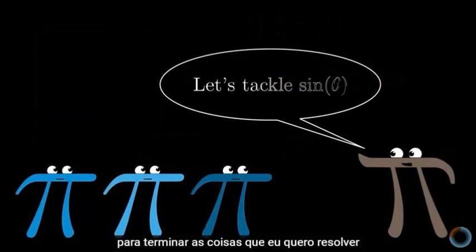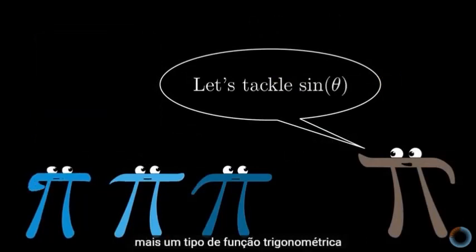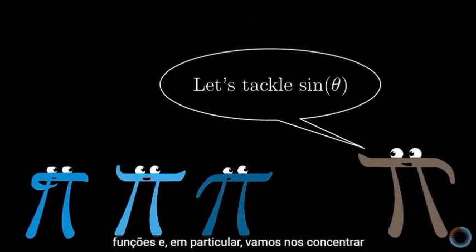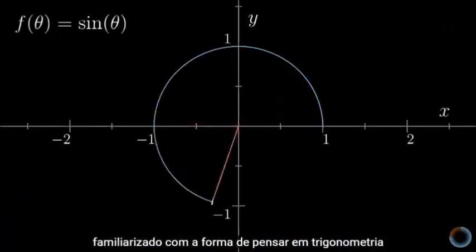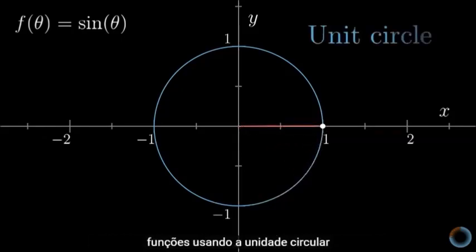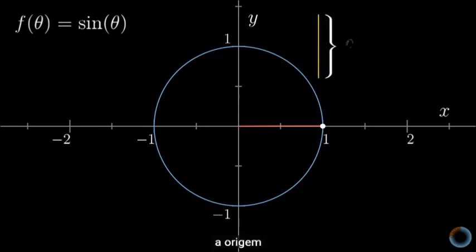To finish things off, I want to tackle one more type of function, trigonometric functions. And in particular, let's focus on the sine function. So for this section, I'm going to assume that you're already familiar with how to think about trig functions using the unit circle, the circle with a radius 1 centered at the origin.